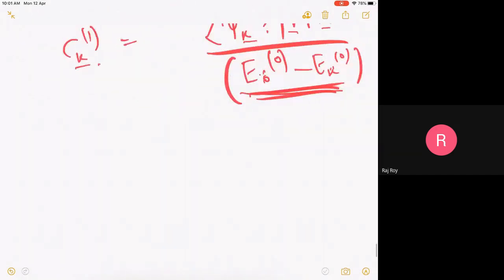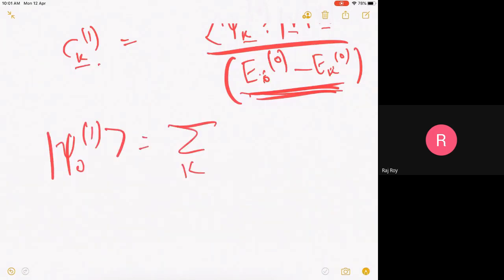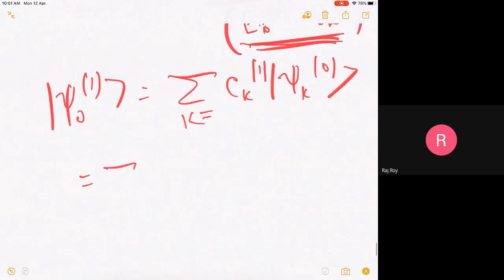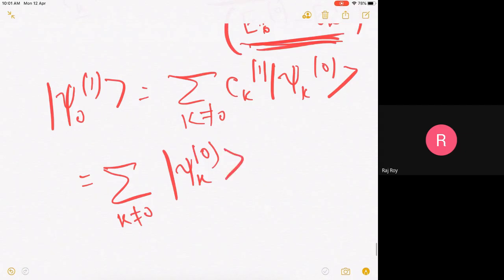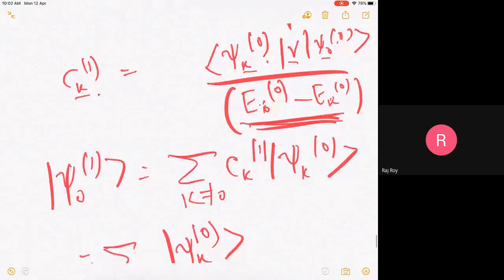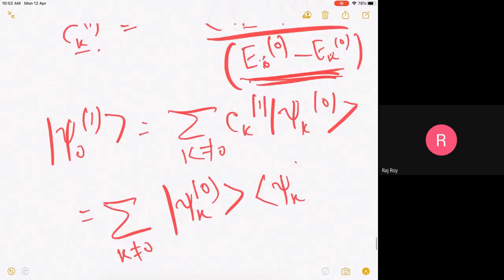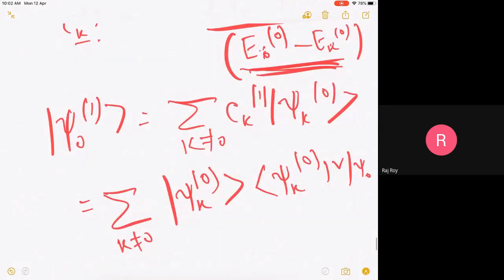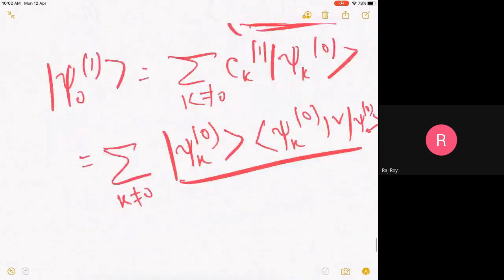And that will bring me now to write psi 01. So I can write psi 01 equal to, remember it is sum over k, ck1, psi k0. Of course, k not equal to 0, it doesn't matter. I write psi k0 first and then I write ck1. What is ck1? Same thing with psi k0, V psi 0,0, divided by E0,0 minus EK0.